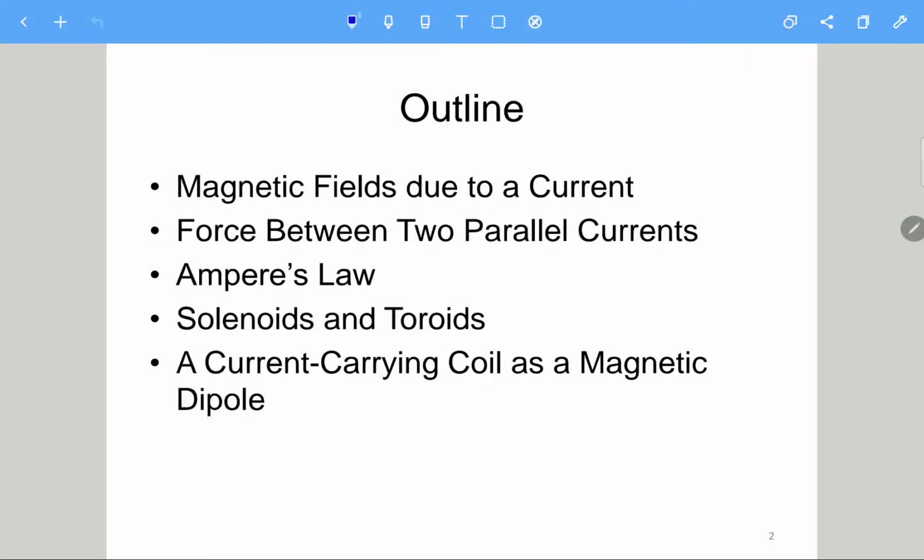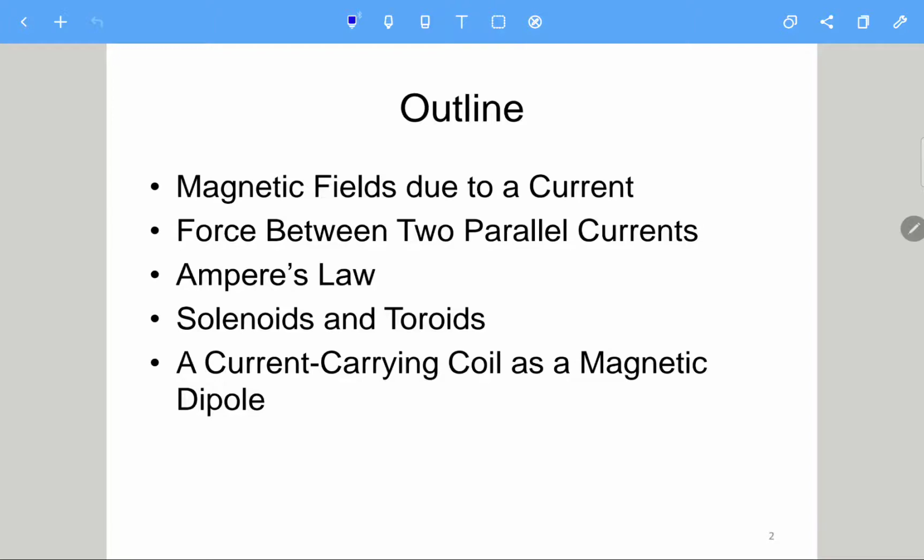So in chapter 28, we talk about the interaction between the magnetic field and the charged particle, or more precisely, the moving charged particle. If a charged particle is moving in the magnetic field, then there will be a force acting on the charged particle, which is called the Lorentz force. We'll use F_B equals q v cross B, or F_B equals I L cross B to determine the Lorentz force.